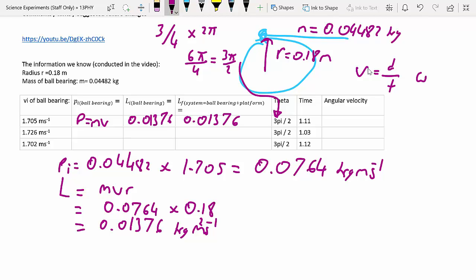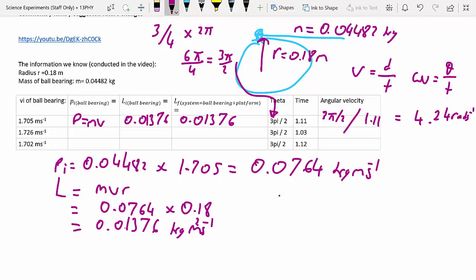Last year we would have had velocity as distance divided by time, so we're going to have angular velocity equals angular displacement divided by time. The angular displacement is going to be 3 pi over 2, divided by the time of 1.11. So if we go 3 pi divided by 2 divided by 1.11, I get an angular velocity of 4.24 radians per second. Awesome.